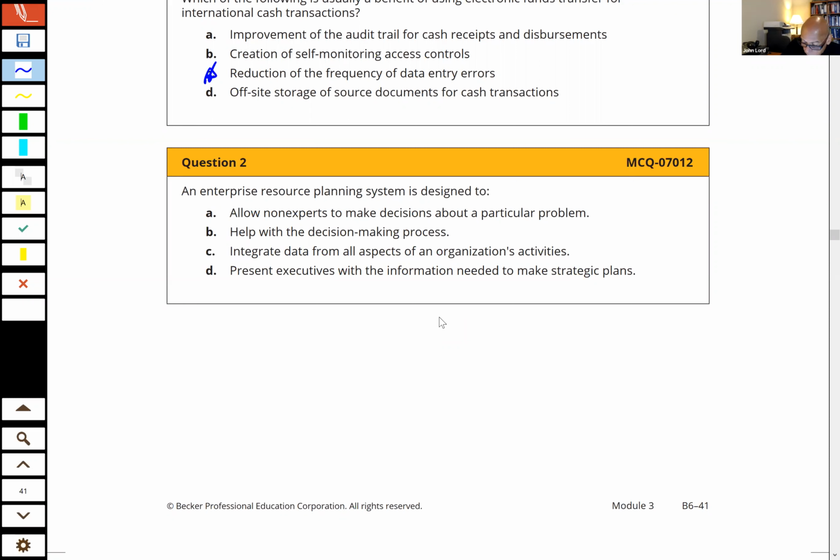Okay, guys, let's look at this one. Looks like just about everyone's had a chance to give it a shot. And so we're going to see that just about everyone got it right. And I sympathize with the folks that picked B, because obviously, these planning systems are designed to help with the decision process.